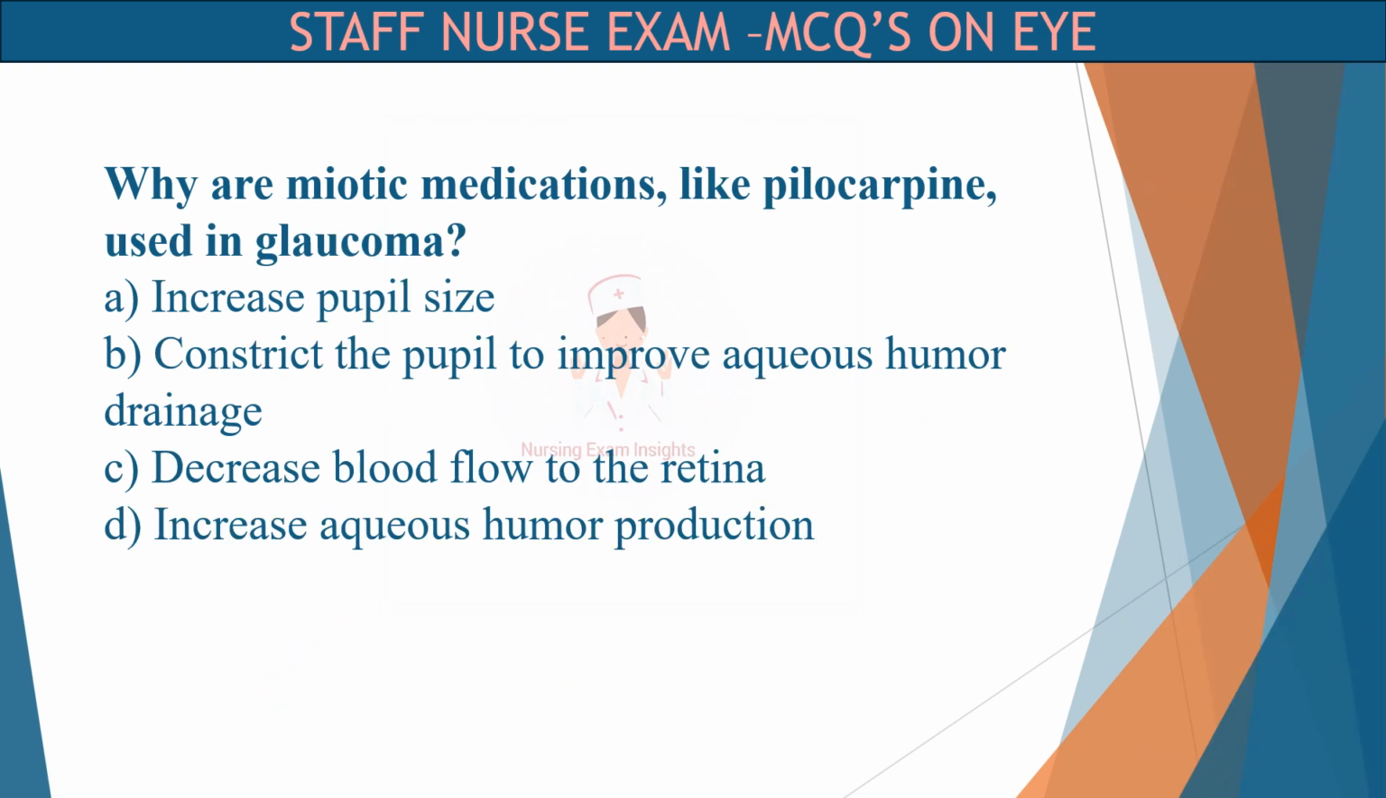Why are miotic medications like pilocarpine used in glaucoma? Options are A. Increase pupil size, B. Constrict the pupil to improve aqueous humor drainage, C. Decrease blood flow to the retina, D. Increase aqueous humor production.